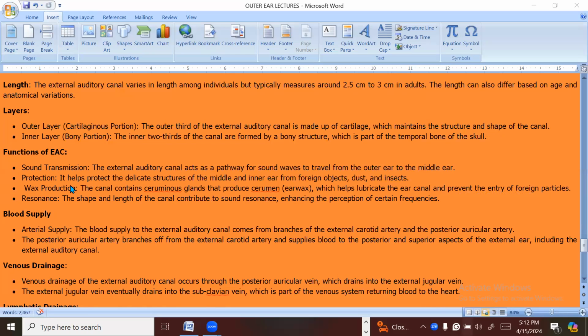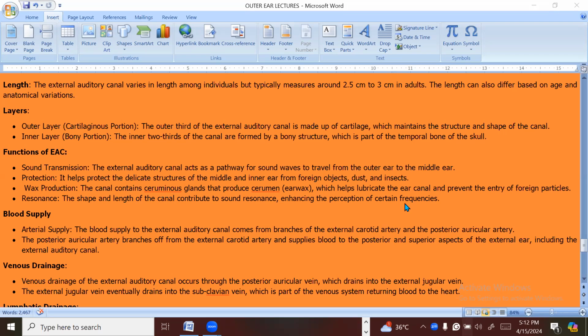Protection. The EAC also helps to protect the delicate structures of the middle ear, such as the eardrum and the ossicular bones, as we're going to say in other lectures. So you find that it's very sensitive. That's why when you put something in the ear, you will flinch, because of the nerves, the auriculotemporal nerves and greater auricular nerves, and other branches of the trigeminal, facial and even the occipital nerves that innervate it. So it somehow protects the middle ear. Then the wax production. It is the skin that lines the canal that produces the cerumen.